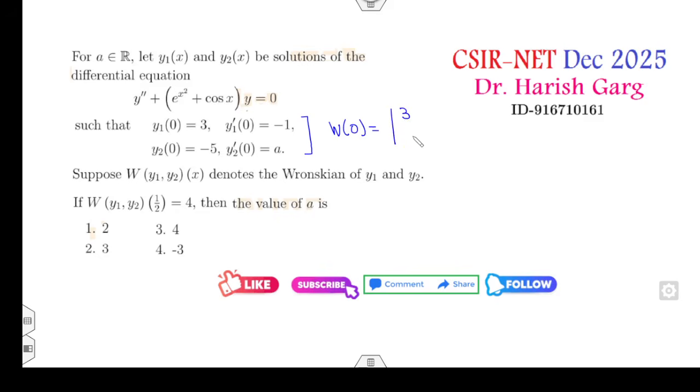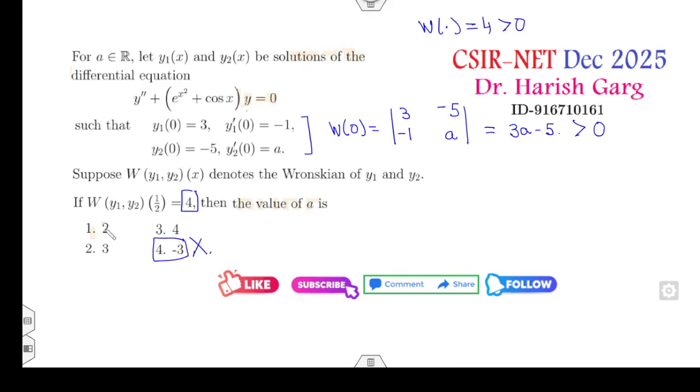It is 3, it is minus 1, it is minus 5 and a. So that will be 3a minus 5. Wronskian at some point is 4, which is positive. That means this number must be positive. So you can see the fourth option is cancelled out.